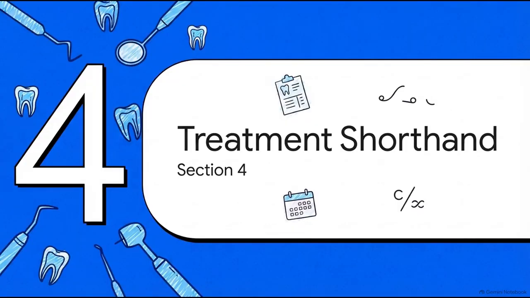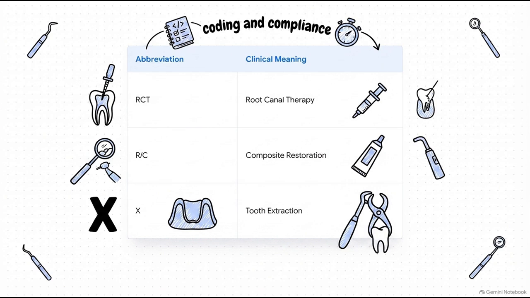Section 4. Common treatment shorthand. Now we're transitioning from what the dentist diagnoses to the shorthand for what they actually do. Knowing these abbreviations instantly is critical for rapid, compliant coding. RCT means root canal therapy. R/C stands for a resin or composite restoration, and a simple X marks a tooth extraction, meaning the complete removal of a tooth from its alveolar socket. Honestly, memorizing these speeds up your workflow tremendously.